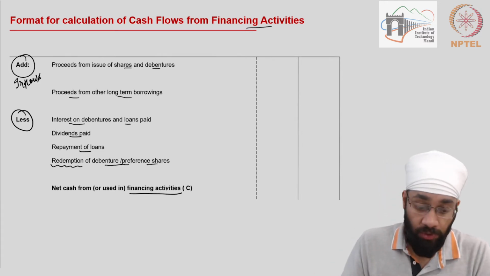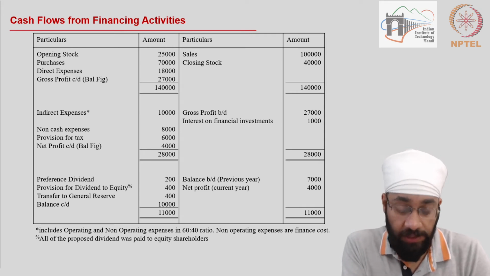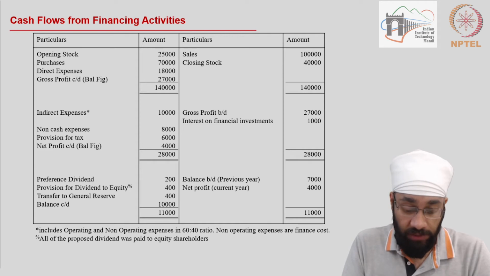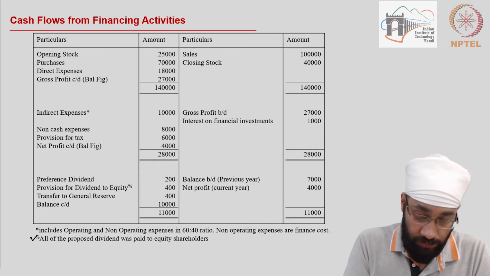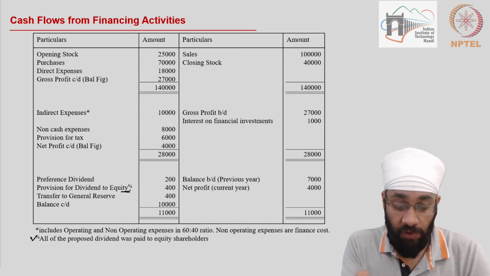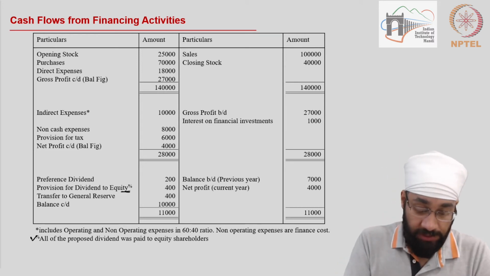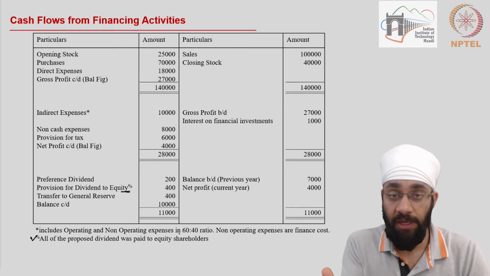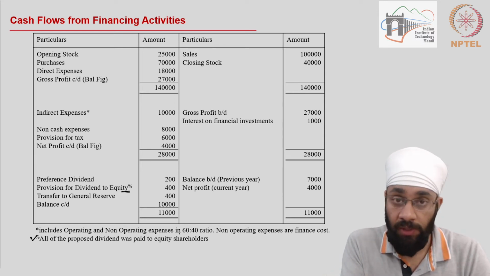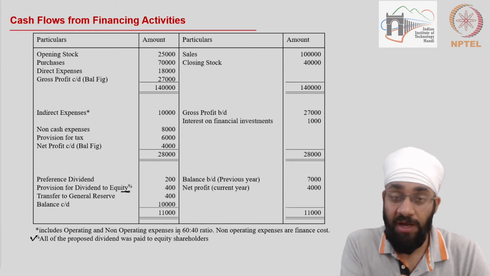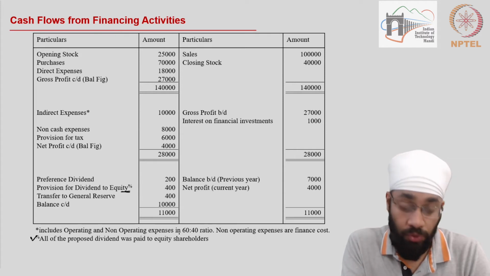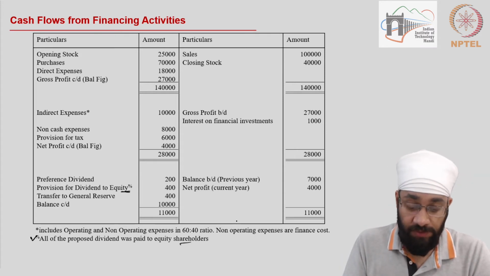So let's get started with the same income statement that we've been using. And we have some additional information here. With respect to provision for dividend to equity, it says all the proposed dividend was paid to equity shareholders. So it's just helping us understand the actual amount which was paid, because we are dealing with cash flow statement. Provisions are essentially a non-cash item, so we don't want to be confused between those two. Therefore, a clarification has been provided.